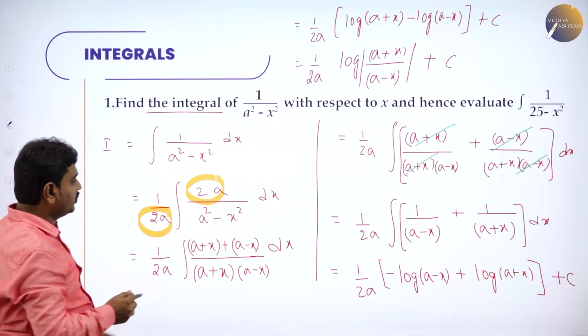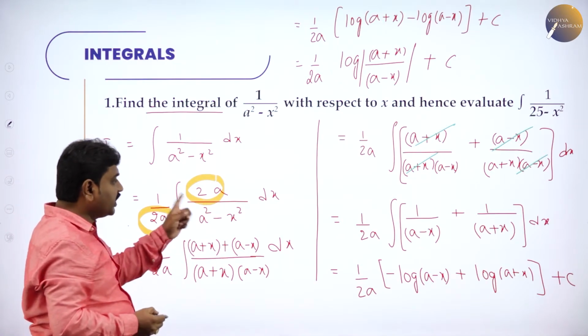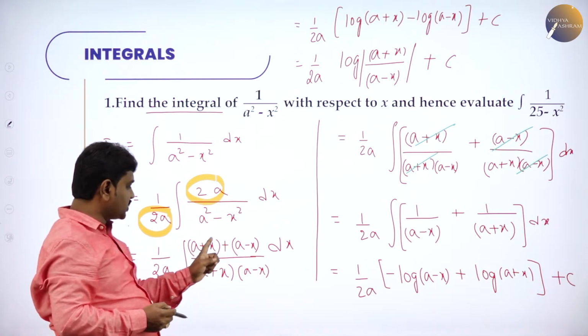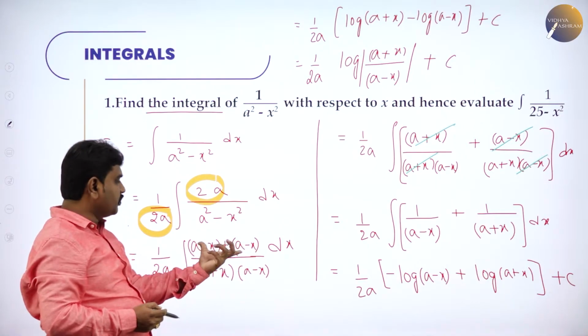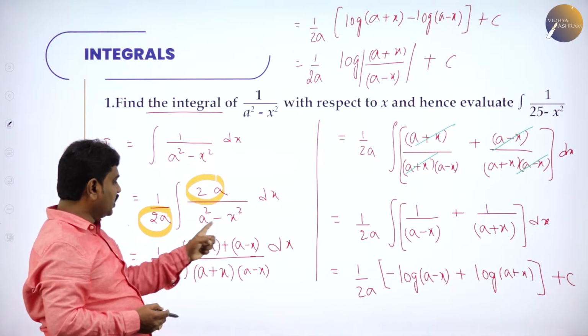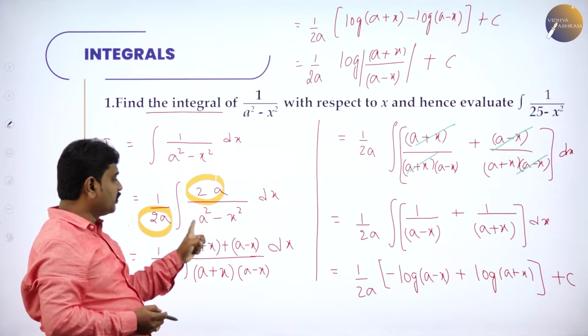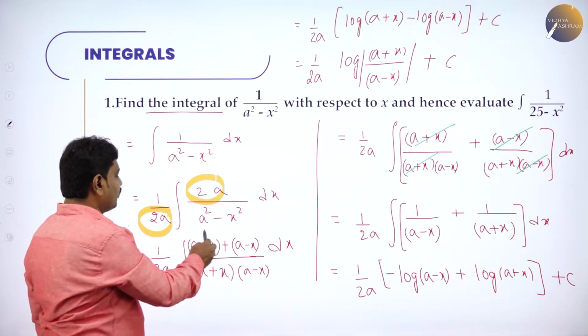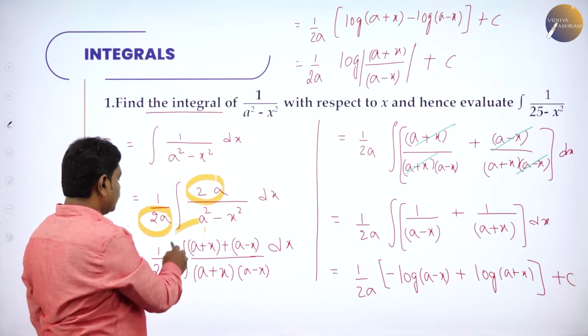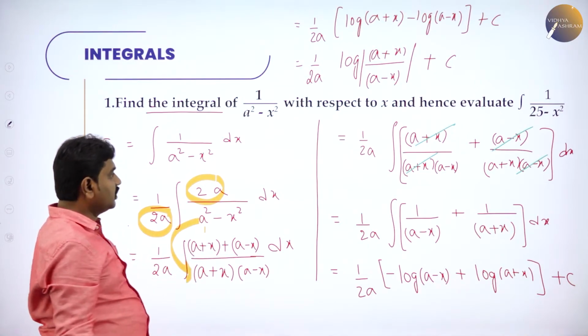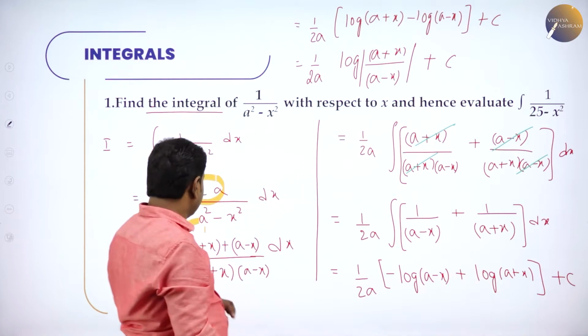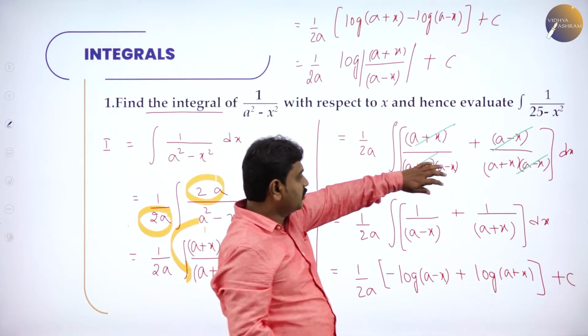Outside, 2a will be as it is. Here we have 2a. Can I write 2a as a plus x plus a minus x? If you simplify it, it will become 2a. Then the denominator is a square minus x square. You know a square minus x square can be written as a plus x into a minus x. So we are factorizing this. Then further split this: a plus x divided by a plus x into a minus x.